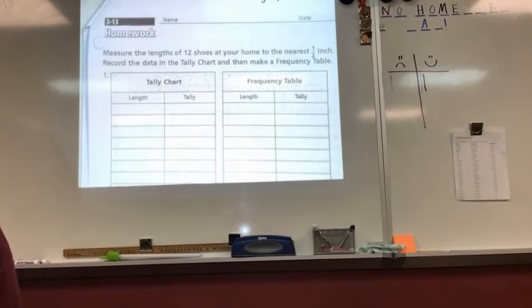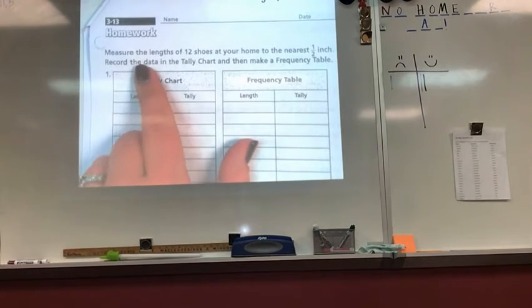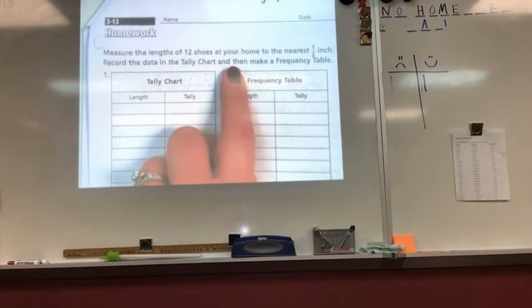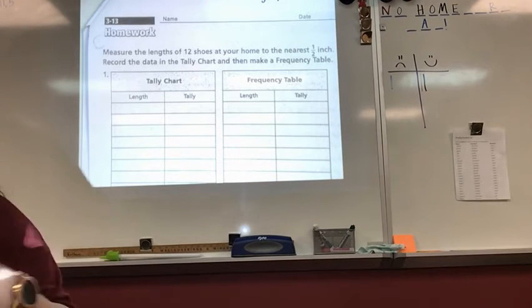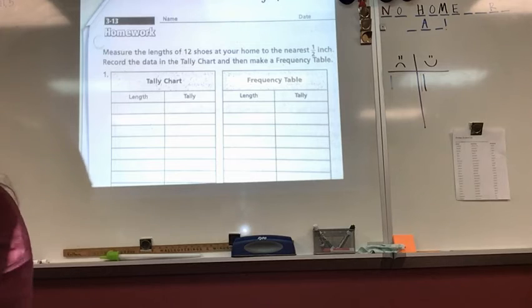Okay, this is homework and remembering 3-13. The entire homework side is going to need to be completed at home. The reason for that is that you have to measure the lengths of 12 shoes at your home. So you're going to have to pick either 12 pairs of your shoes, or it would be way more fun, honestly, if you grab different family members' shoes and measure them.